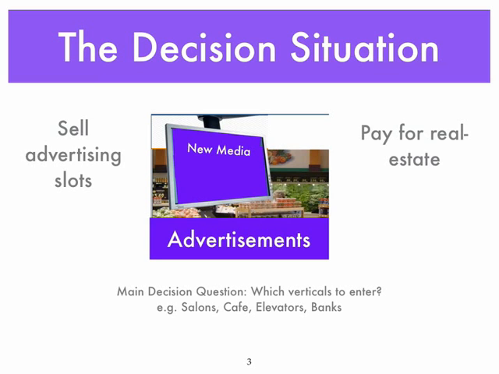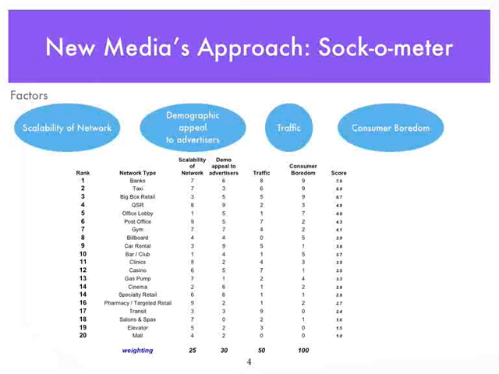Keeping that in mind, I'll just briefly go over what their current approach was. We call it the SOCOmeter, if you will. It's really a weight and rate approach. For each vertical, or for all the verticals put together, they said, well, we think 4 factors are very important in trying to rank these verticals in order of some sort of preference value.